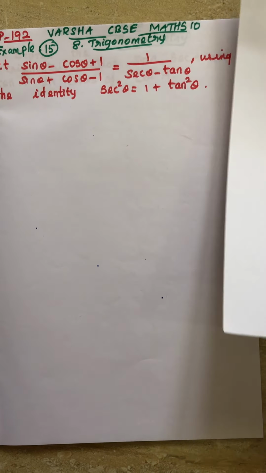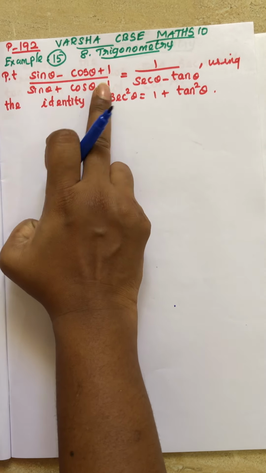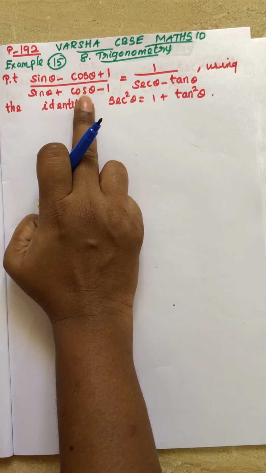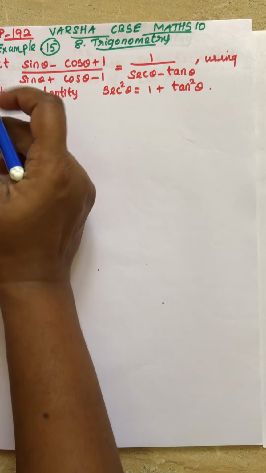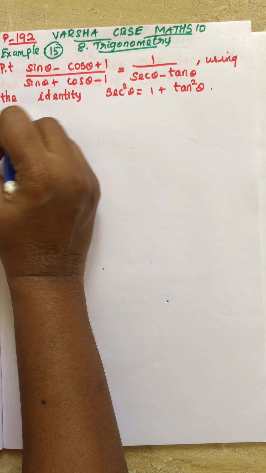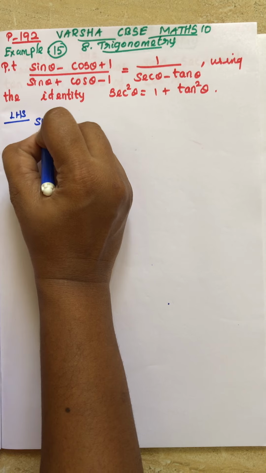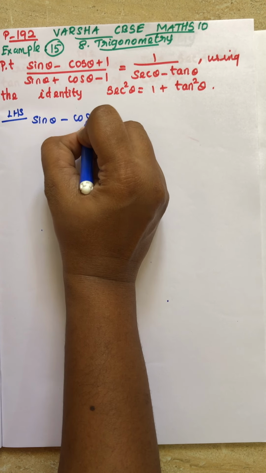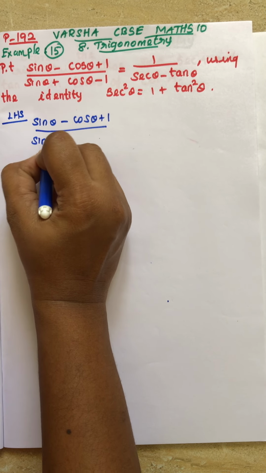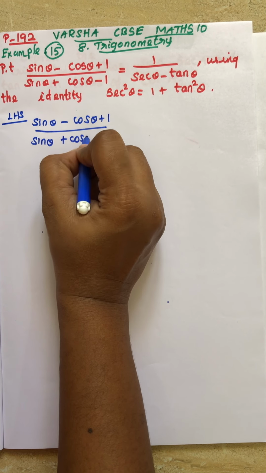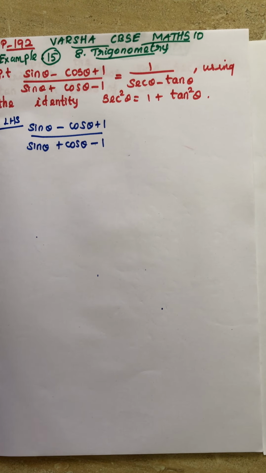Now go to the question. Sin minus cos plus 1, sin plus cos minus 1. This is minus, here it is a plus. So I am going to write the question's LHS. What is our LHS? Sin minus cos plus 1 divided by sin plus cos minus 1. Is that okay?